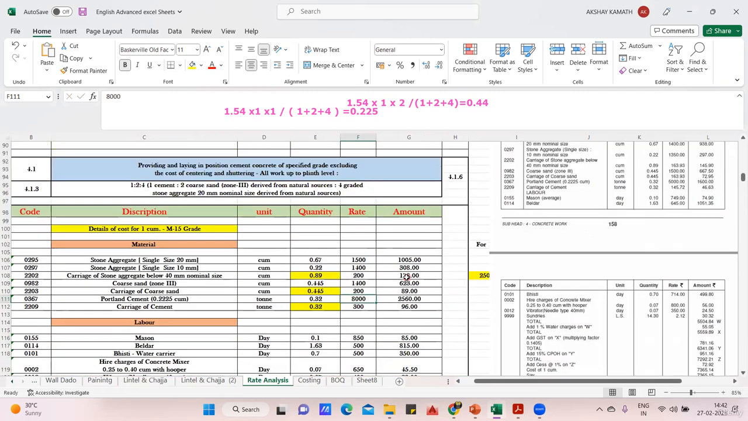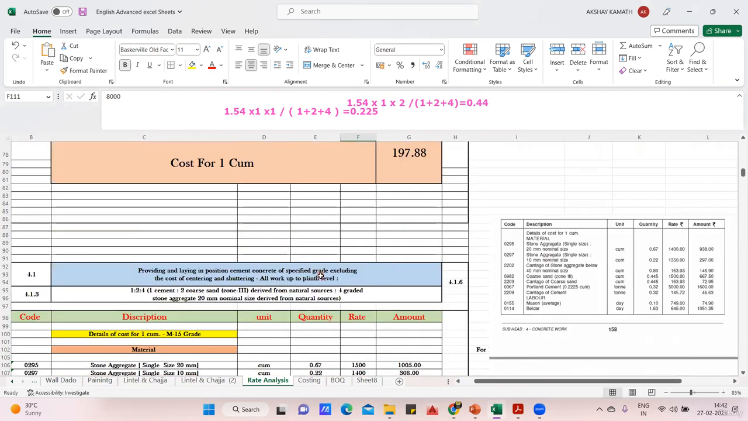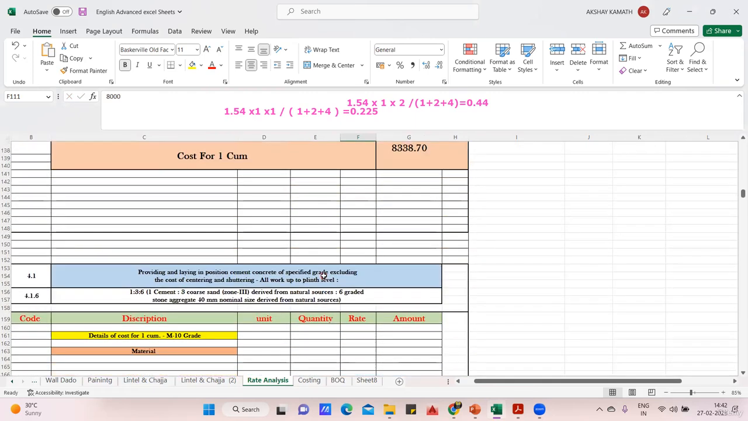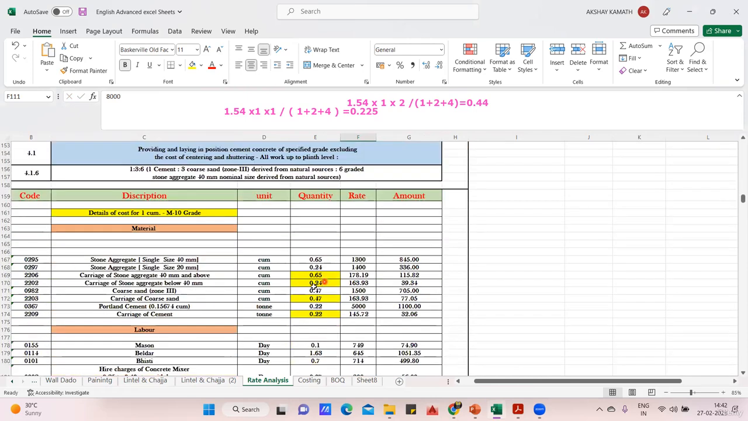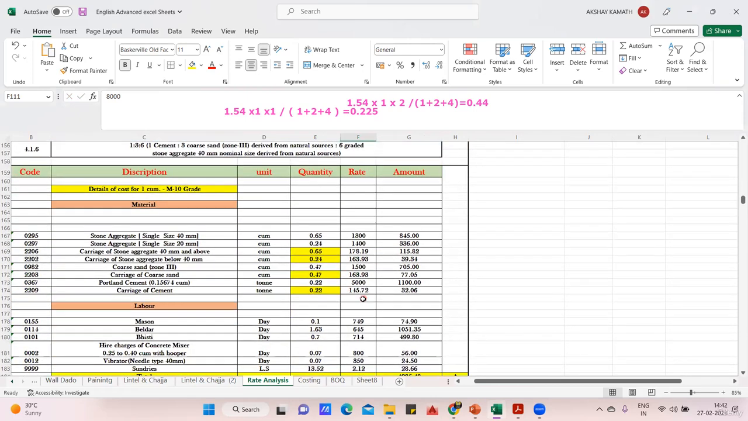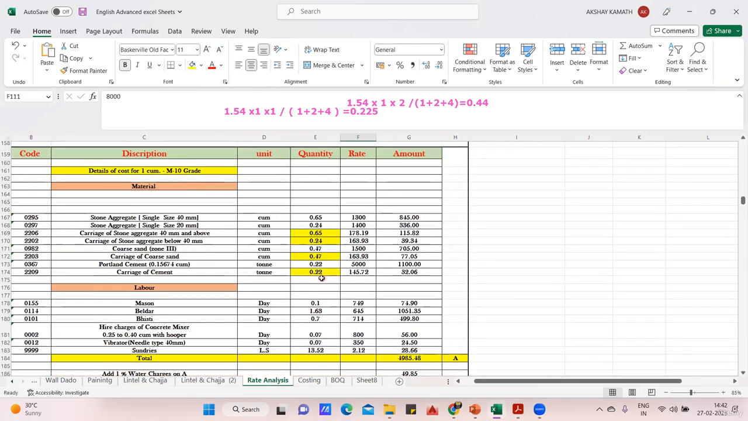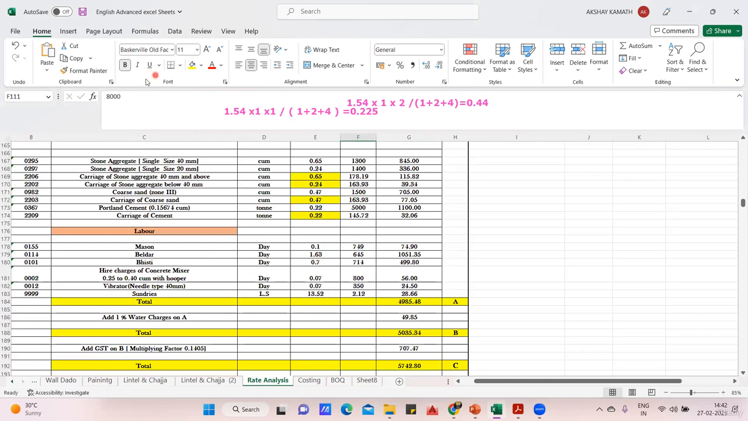Okay, got it? So in this way, you're supposed to prepare the rate analysis. And I have explained it for M15 grade of concrete. In the next lecture, I'll explain it for M20 grade of concrete. It's the same thing, there are not many changes. Only the constants will change. Other than that, everything remains the same. So practice up to here. Try to understand, go through the code book, what is written. So we'll see you back in the next lecture. Thank you.